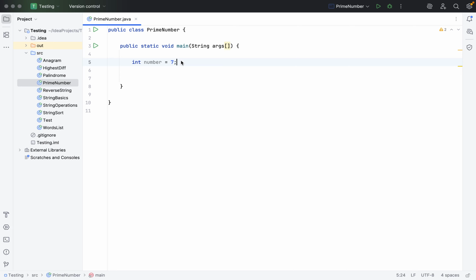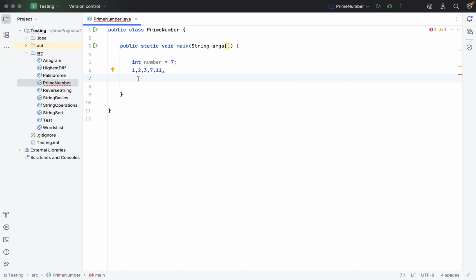Today we'll look at a program to find whether a number is prime or not. A prime number is a whole number greater than 1 which is divisible by 1 or itself. So numbers like 2, 3, 7, 11, you see these numbers are divisible only by 1 and itself. They're not divisible by any other number.